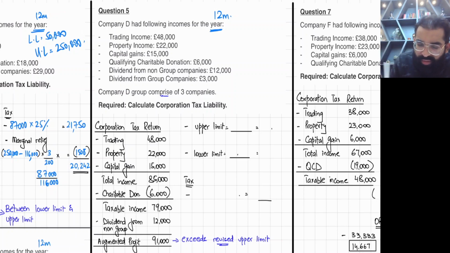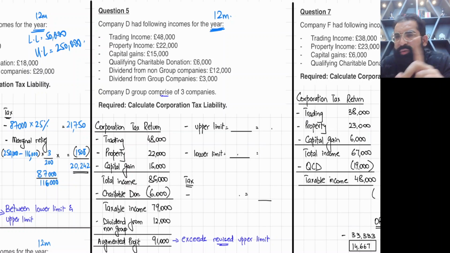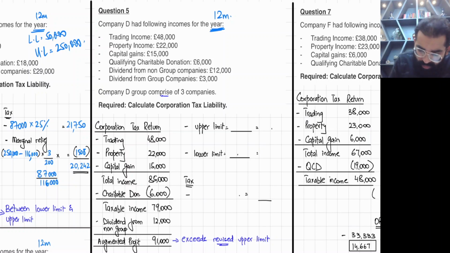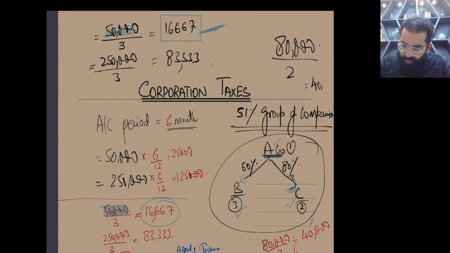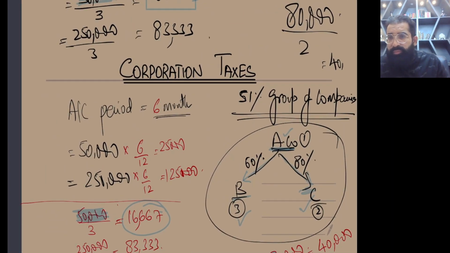So in this question, they are saying it's a complete year. Year means 12 months, okay? So because of the accounting period, you don't need to prorate it. But yes, the group comprises three companies, total three members of the 51% group, which I explained to you. Remember, I explained this thing to you. Do you remember this thing? So this is what I'm talking about, okay?